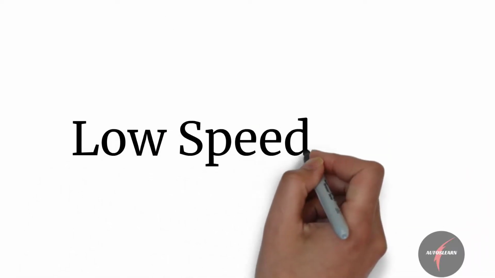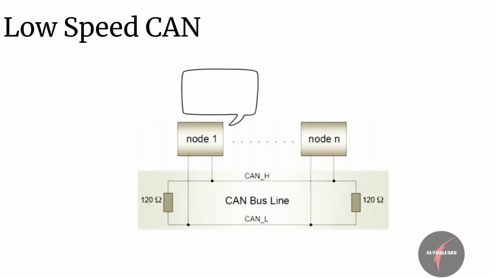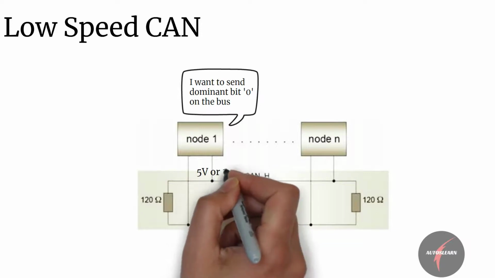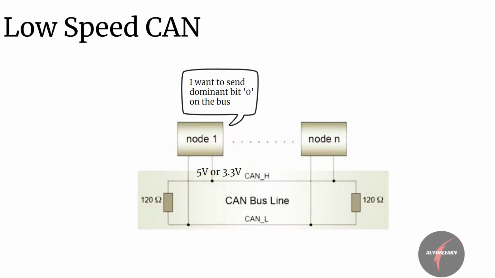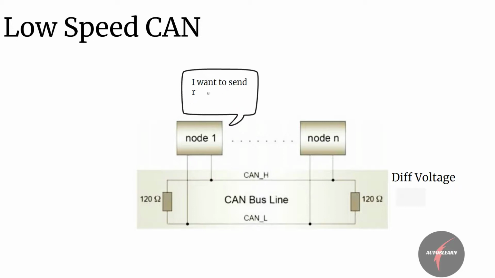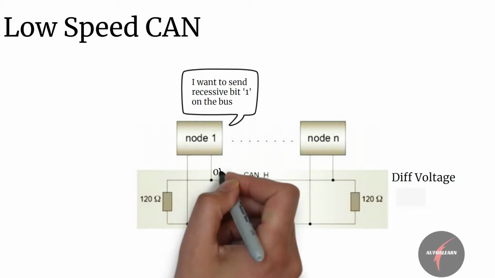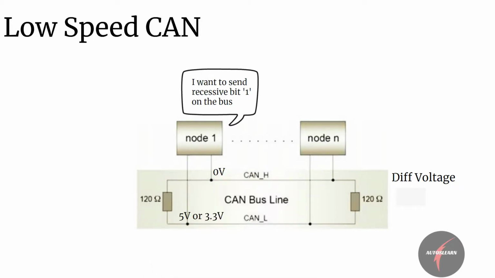If the network is on low speed CAN and the ECU wants to send a dominant bit, that's 0, then the ECU shall set the CAN high voltage value to supply volt, which could be 5 volt or 3.3 volt, sets the CAN low voltage to 0 volt. For receive state, the ECU shall set the CAN high voltage value to 0 volt and CAN low voltage value to supply volt, either 5 or 3 volt.